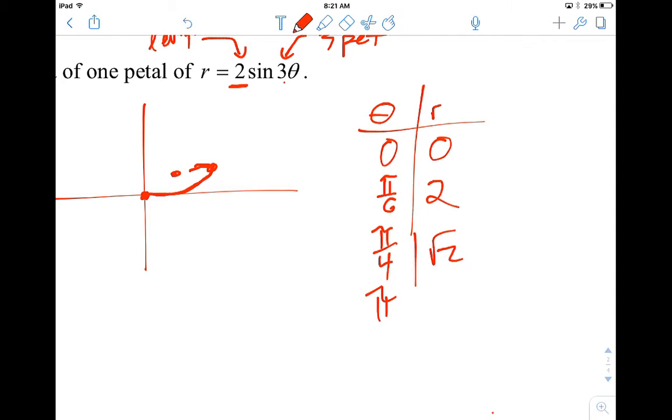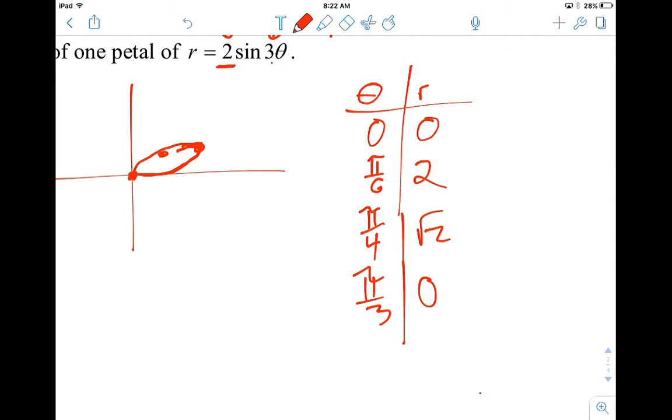And then pi over 3. If you put that in for theta, the 3's cancel. Sine of pi is 0, and so we get out 0. So we're back to the origin. So we just carved out one petal there, going from 0 to pi over 3.